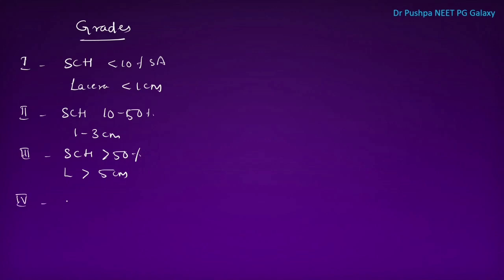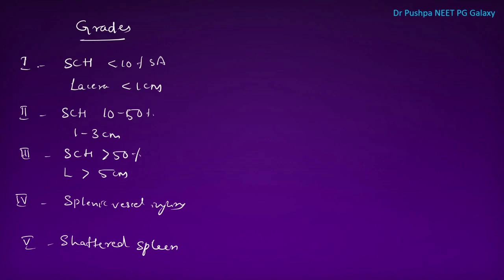Grade 4 is there is injury to splenic vessel. Splenic vessel injury. This is grade 4. Grade 5 is shattered spleen. These are the grades of splenic injury.